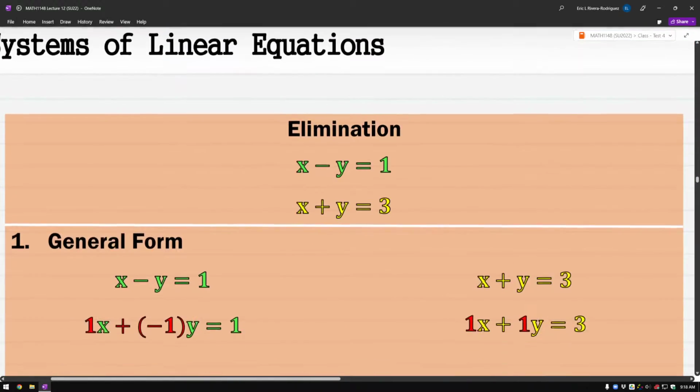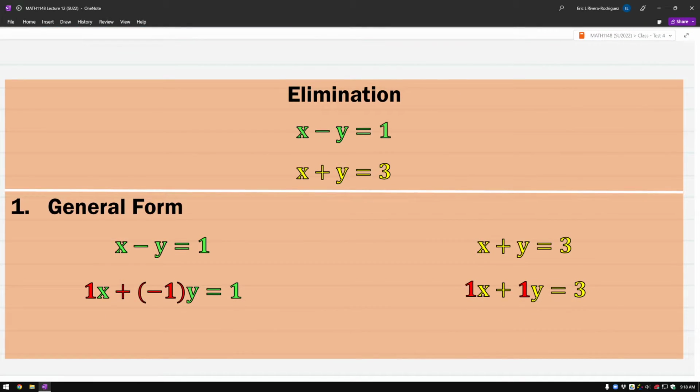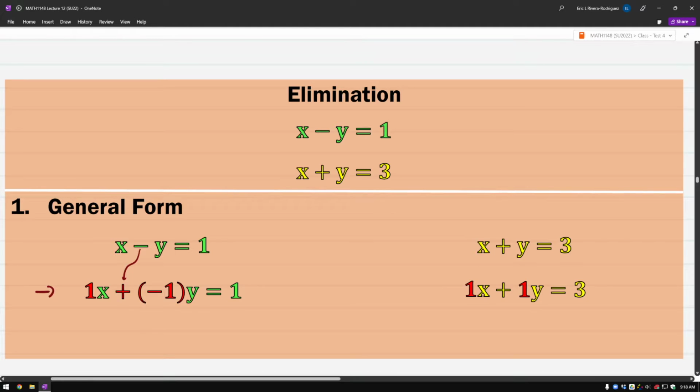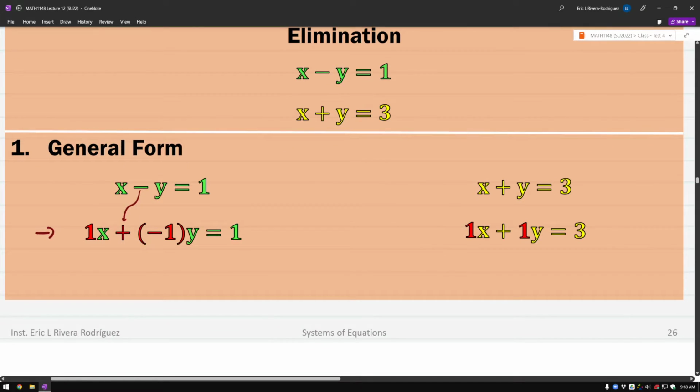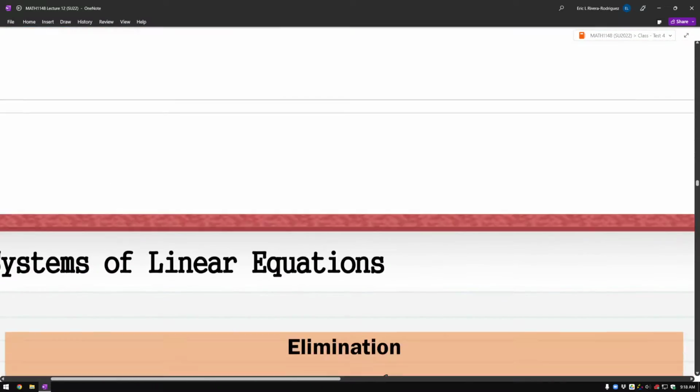Okay. So let's see them here. We have the coefficient in red and the change from subtraction to addition in red as well. Any question here on step number 1? Okay, so why do we want to do this? Because we are going to eliminate one variable using both equations.